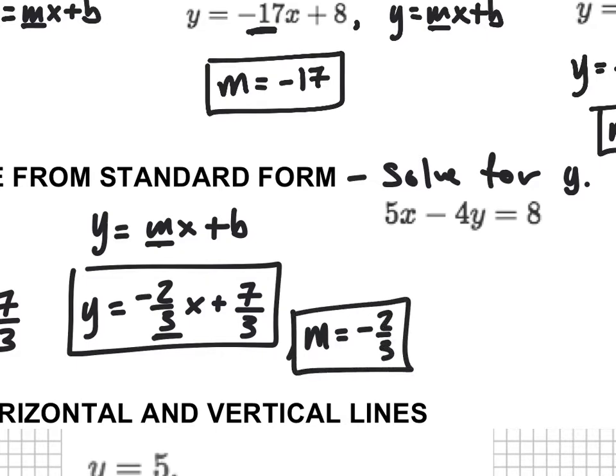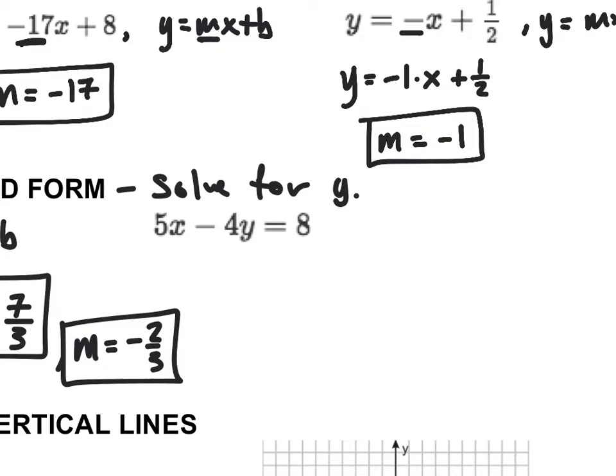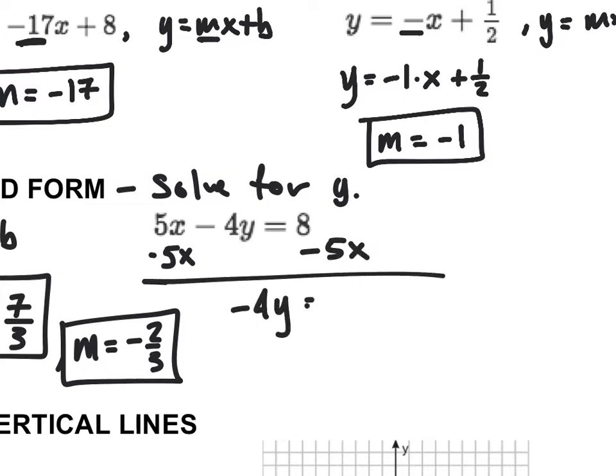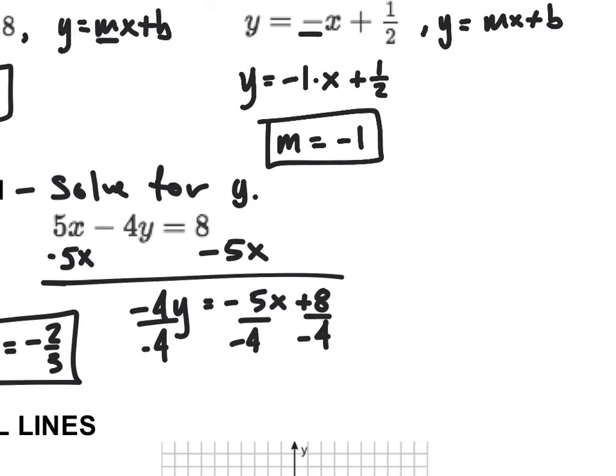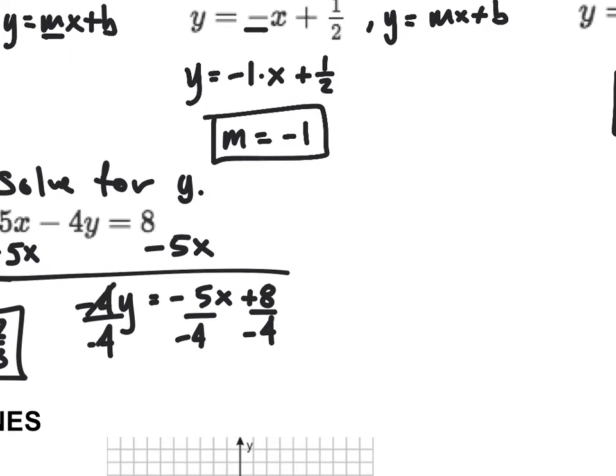Now over here, let's solve this equation for y. I'm going to subtract 5x from both sides. I'm going to get negative 4y is equal to negative 5x plus 8. I'm going to divide everything by negative 4. My 4's divide out, and I'm left with y is equal to negative 5 divided by negative 4, which is actually going to give me positive 5/4 x, and then minus 2. 8 divided by negative 4 is negative 2.